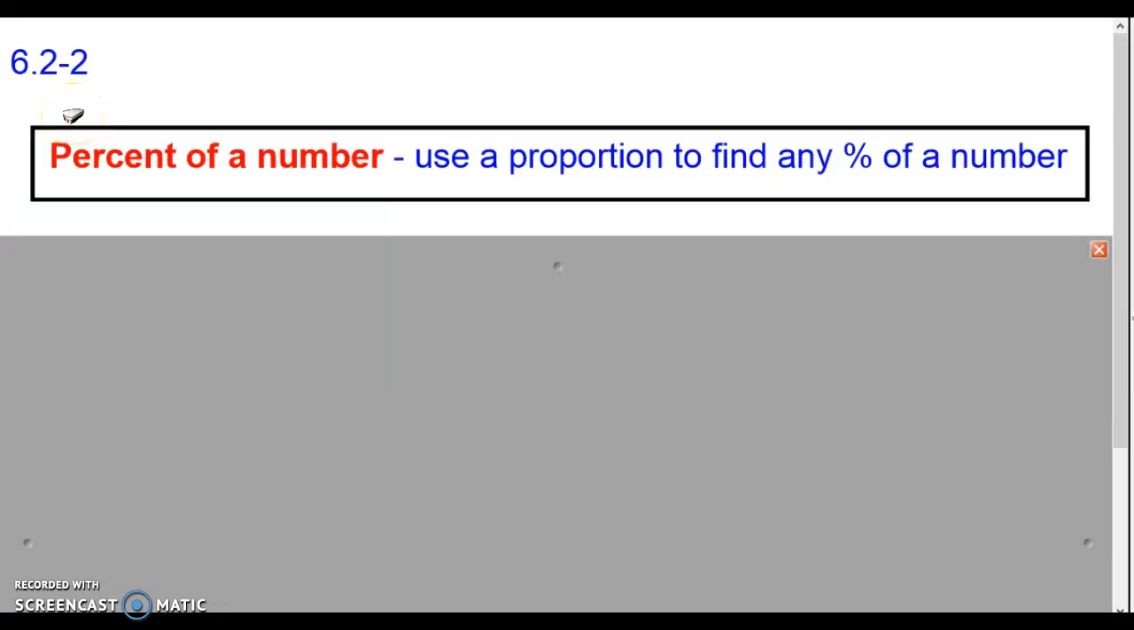Okay, chapter 6, lesson 2.2. So today we're going to be working more with percents and proportions, and we have been working on this for a few days now, so the majority of this should be a review for you.